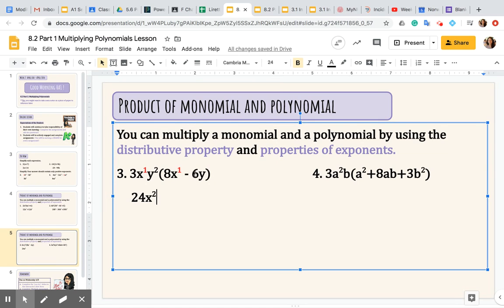There we go. It's just going to be y squared times 1. That's just going to give me y squared.